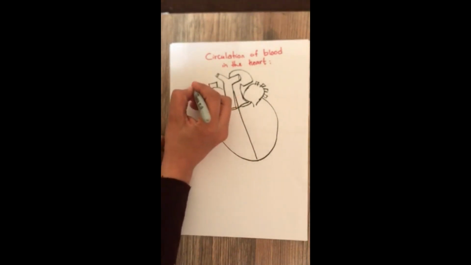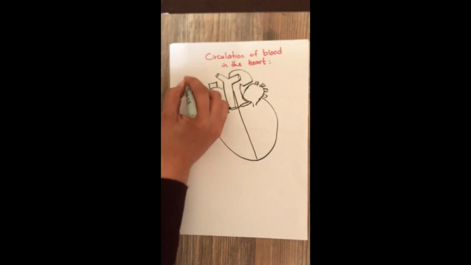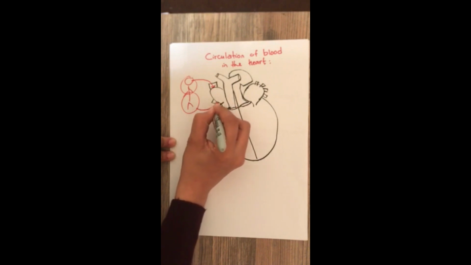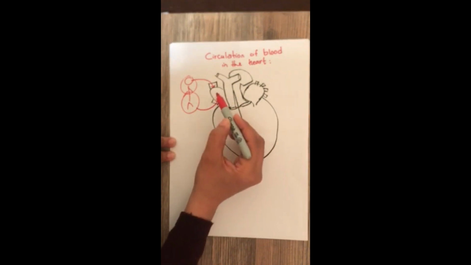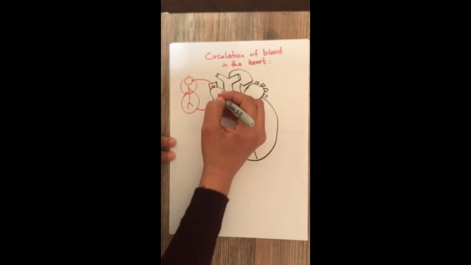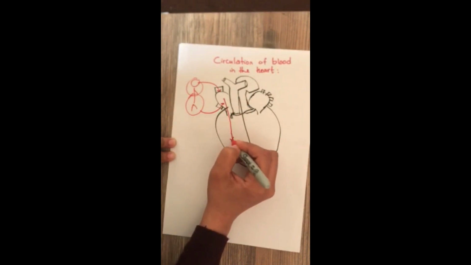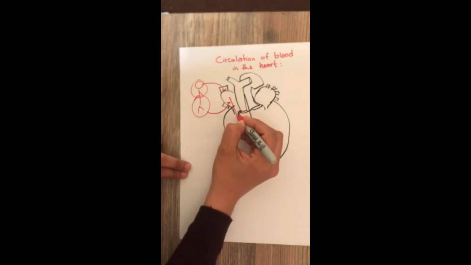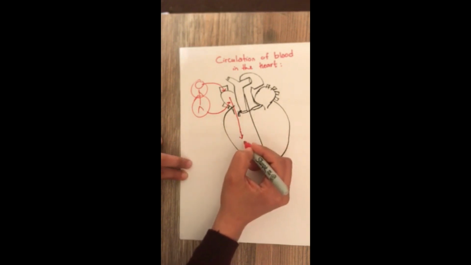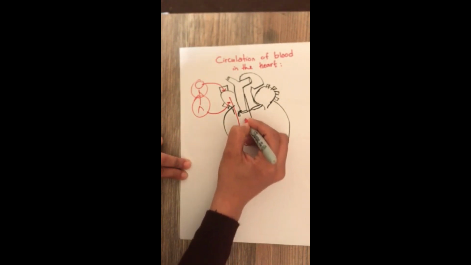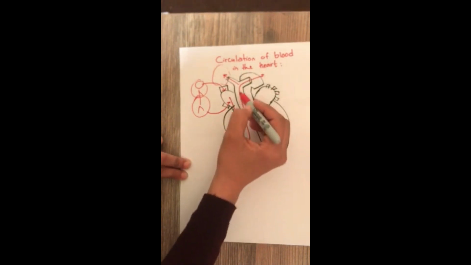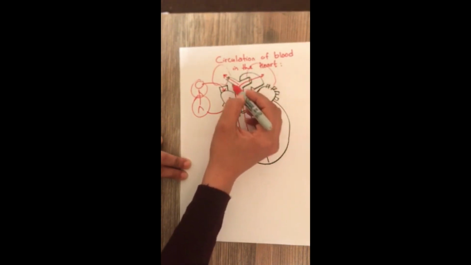The blood comes from the upper and lower parts of the body through the superior and inferior vena cava to the right atrium, and from the right atrium to the right ventricle through the right atrioventricular valve, which is called tricuspid. From the right ventricle to the lungs to get oxygenated through the pulmonary artery.